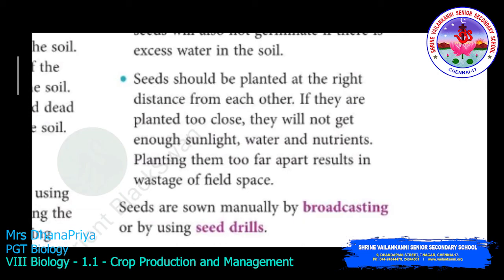The next step is to plant at the right distance from each other. If you plant with very close spacing, what happens? There will be a lack of sunlight, water and nutrients. So to ensure the growth, seeds should be planted at the right distance from each other.